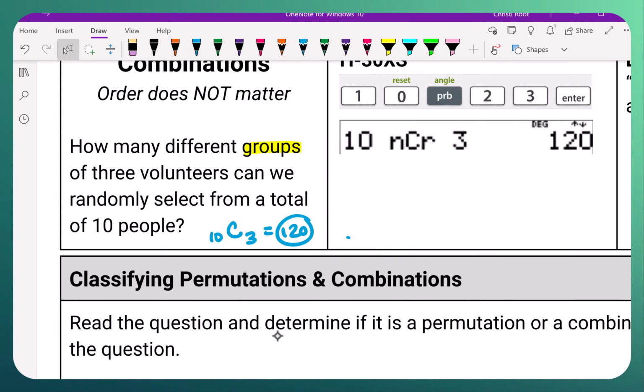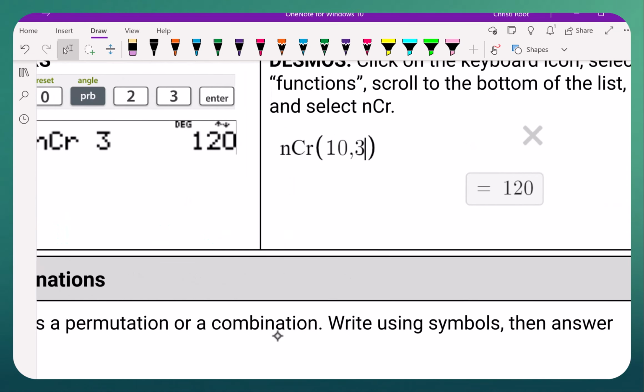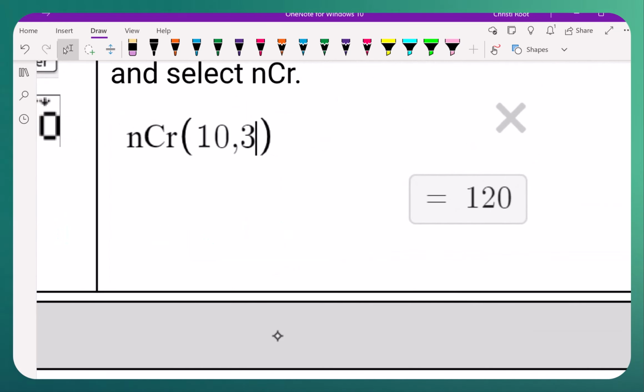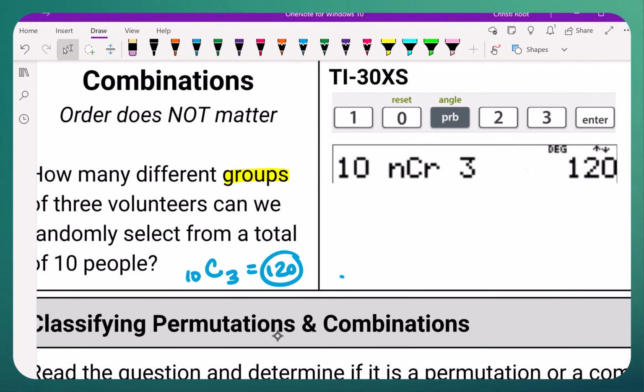And yes, you can type it into Desmos, but I'm going to be honest with you. I think it's a lot more annoying to use Desmos because you either have to remember what to type in or you have to find a very specific button. So you have to kind of like search for it. So highly suggest to use your calculator.